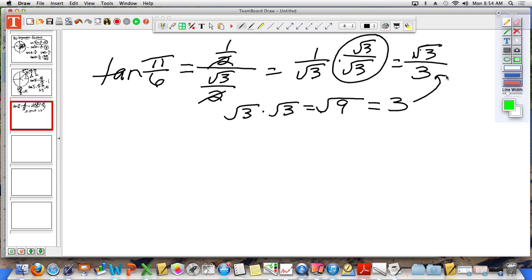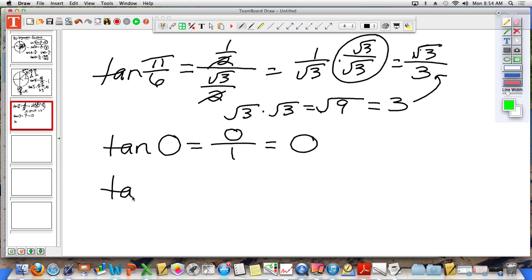All right, let's do another one. What I want you to do now is the tangent of 0. What does the tangent mean again? Sine divided by the cosine. What is the sine of 0? 0. What is the cosine of 0? 1. What is 0 divided by 1? 0. So the tangent of 0, which is, by the way, the same thing as the tangent of 2 pi, is 0. Let's do another one.